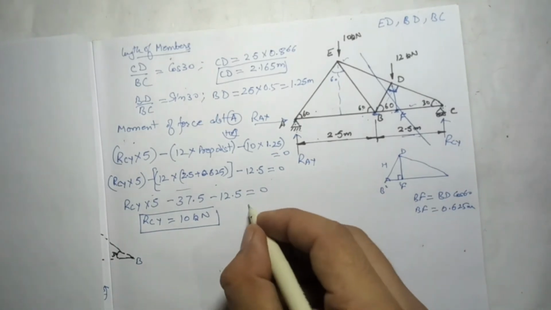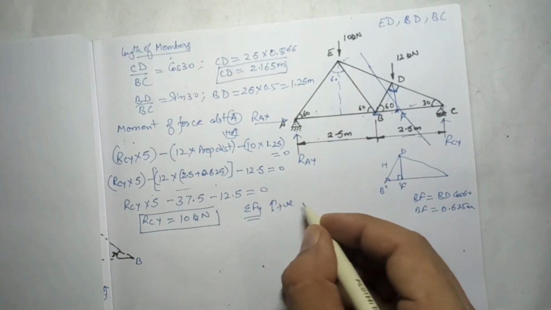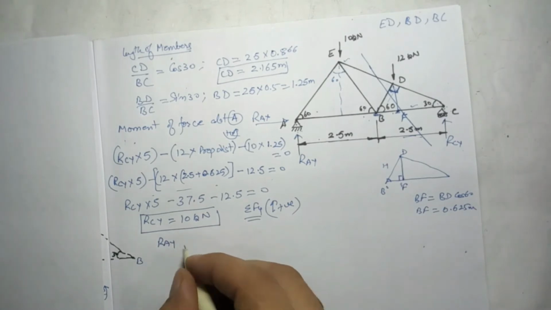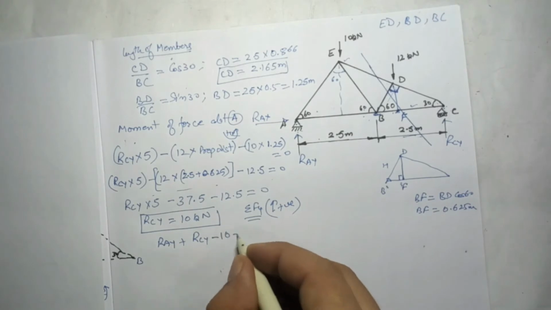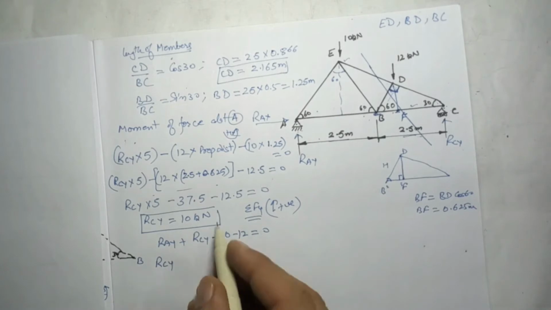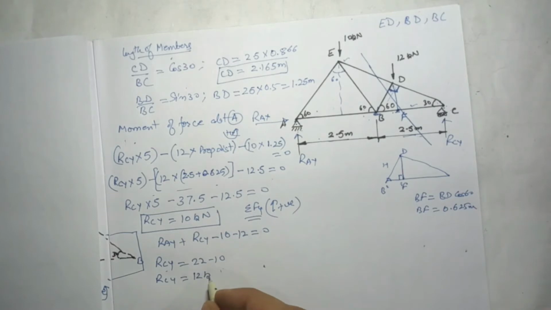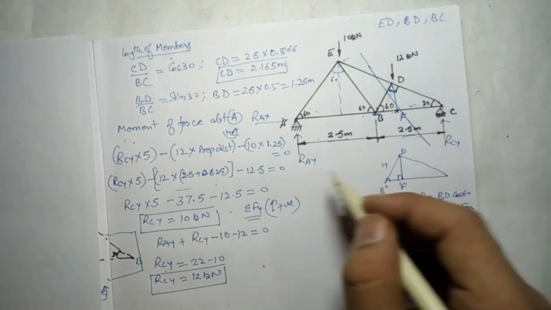Now we will find out the force in y direction, Fy. So Fy, let's say I have taken upward positive. So what are the various forces? RAY upward plus RCY upward minus 10 minus 12, that is equal to 0. So RAY we have calculated, so RCY we can calculate very easily, that is equal to 22 minus 10. So RCY is equal to 12 kilonewton. We are getting the value of this. Both are coming positive, so both are in the positive upward direction.